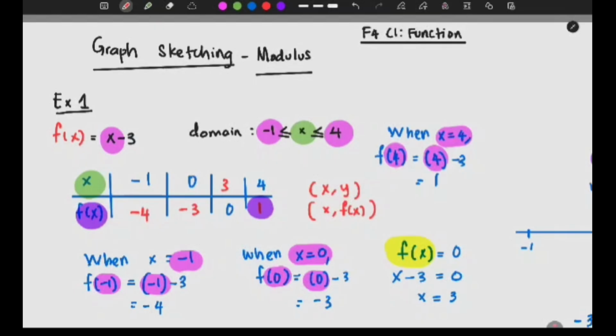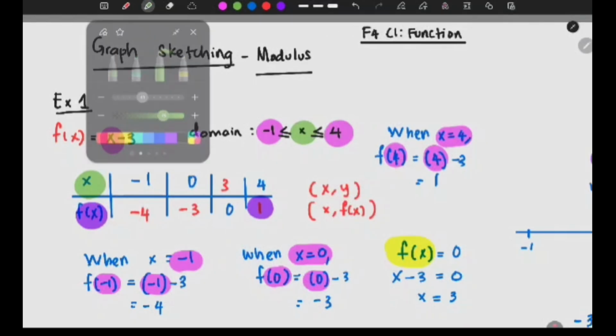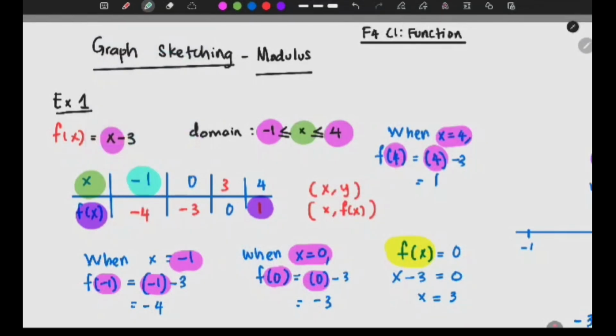So when your x is -1, your fx is -4, isn't it? So your coordinate you read like this: your x followed by your fx. Same goes to this: 0, -3. 3, 0. 4, 1. Isn't it? This is the coordinate that you actually find out from the table.